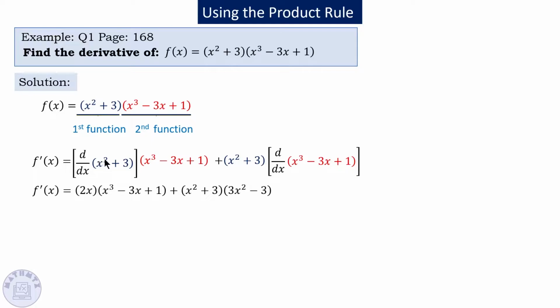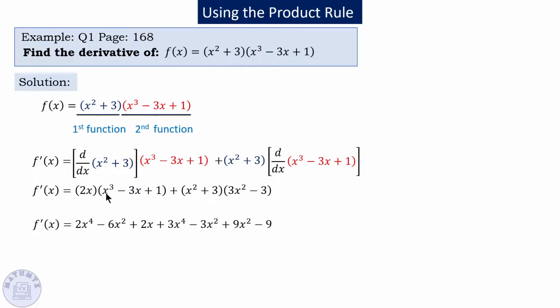And you just simply do the power rule for this. So this will be 2x. This will remain the same. Here it's the same, and here the derivative will be 3x squared minus 3. One will have the derivative of 0, so you don't have to write it. That's it. Now you can just distribute and simplify the expression.